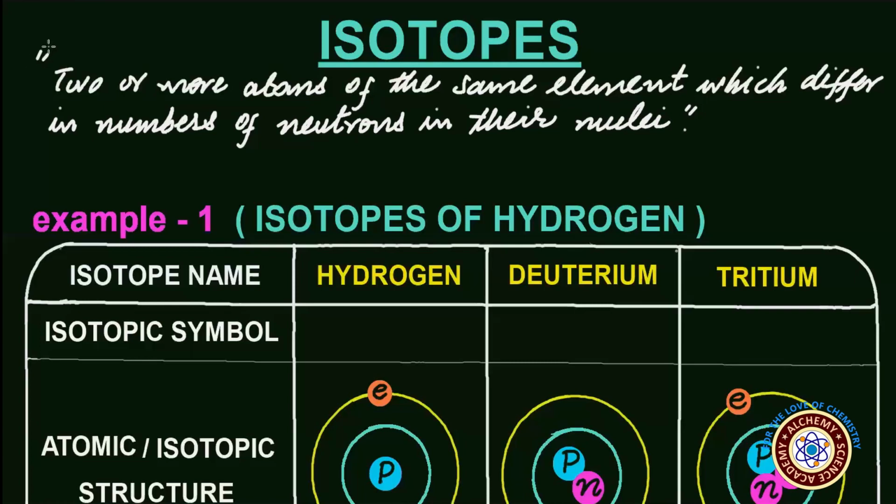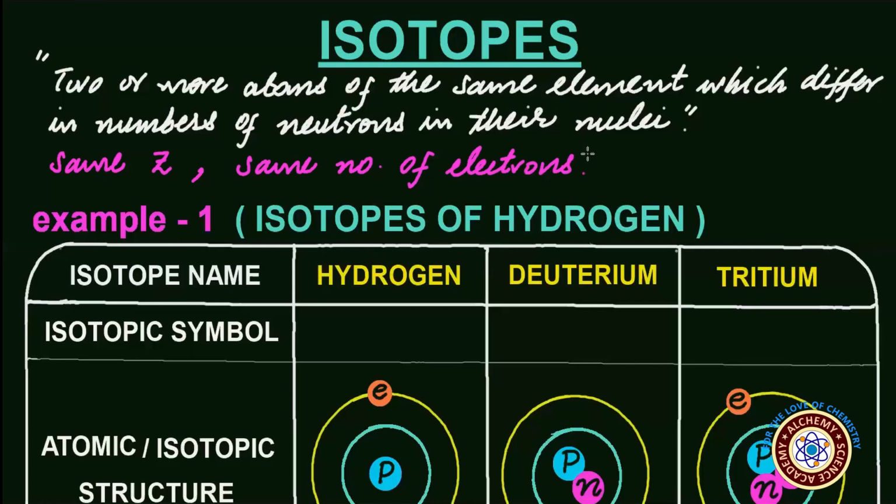Now keep in mind that isotopes of an element have the same proton number, which is Z. Thus they have the same atomic number, and similarly they have the same number of electrons revolving in their shells.